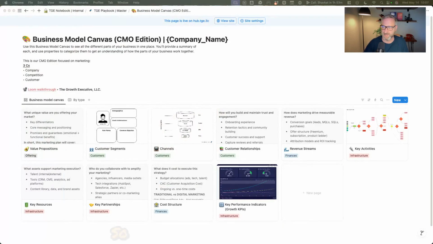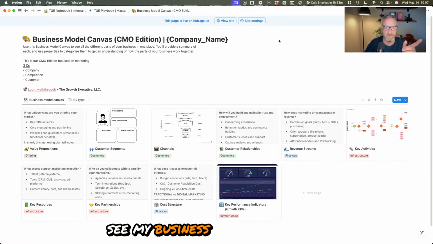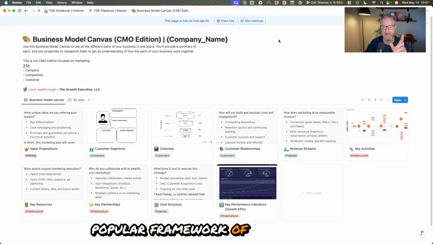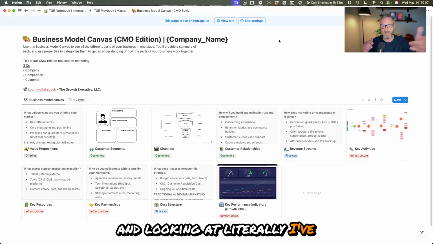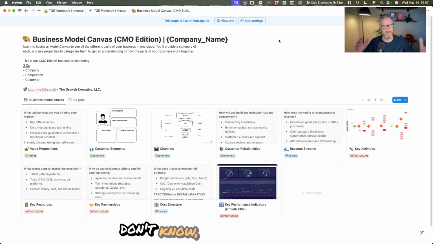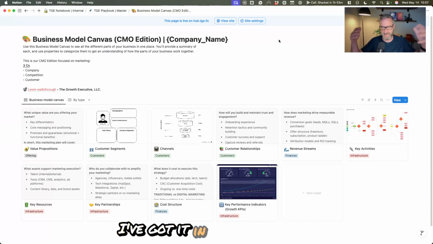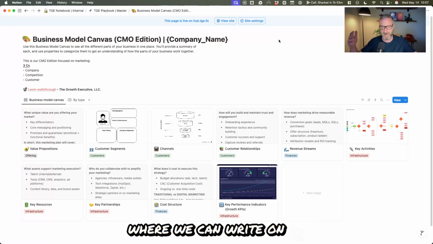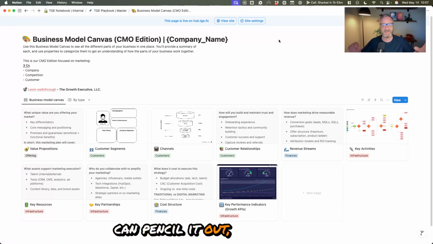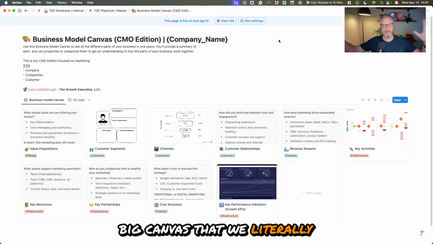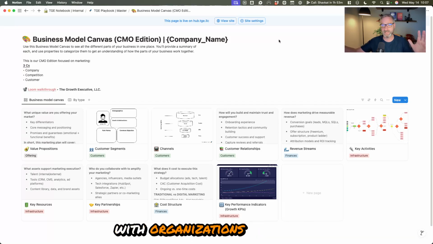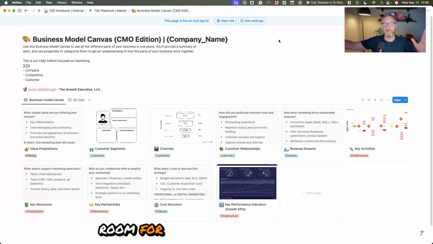Okay, perfect. So everybody should be able to see my business model canvas up here. Again, this is built on a popular framework of pulling back and looking at the whole business. I've got a sheet, like 4 by 6 or 4 by 8, that I put up on a client's wall. I've got it in canvas formats where we can write on it, and paper versions where we can pencil it out. But this is a big canvas that we literally leave up in the conference room for months.